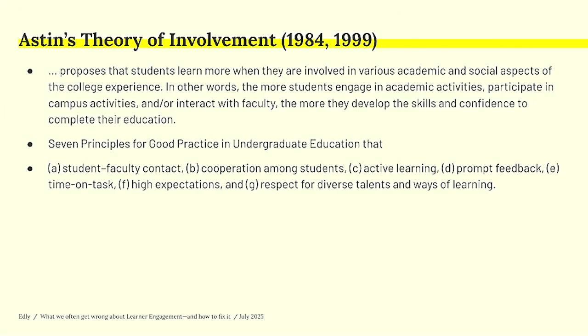I'll leave it on the screen for a second if you want to go through them, or maybe I'll say them out loud. Student-to-faculty contact, cooperation among students. So that's the first two dimensions of what we talked about, peer-to-peer and peer-to-faculty. Active learning as opposed to passive, prompt feedback, timely and targeted, time on task, which obviously has to be adequate, high expectations, which you can connect to the idea of desirable difficulties, making sure that the tasks are matched to the cognitive level of the students, and respect for diverse talents and ways of learning.